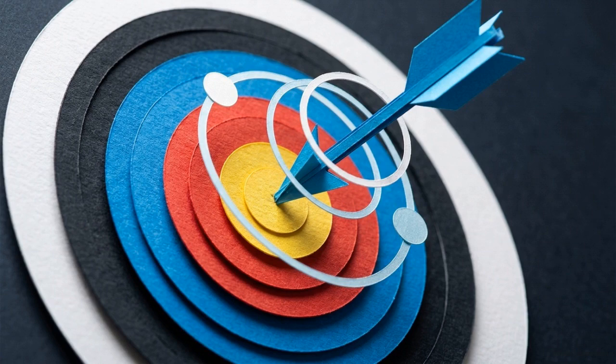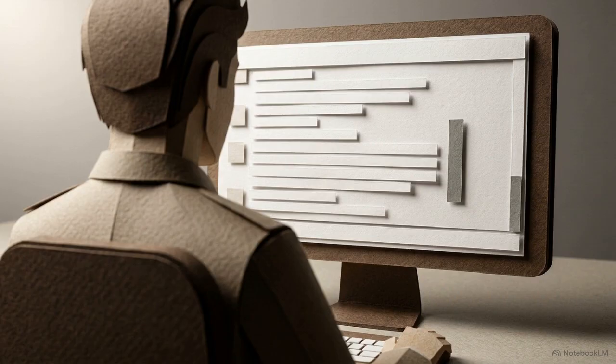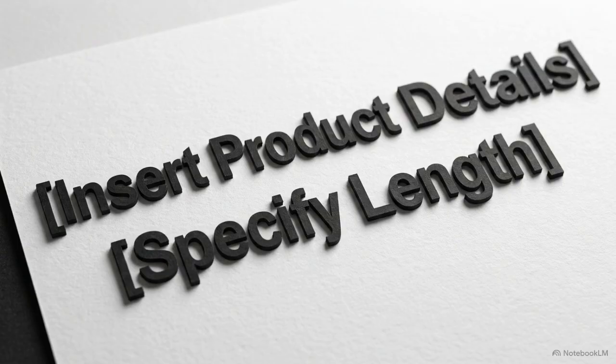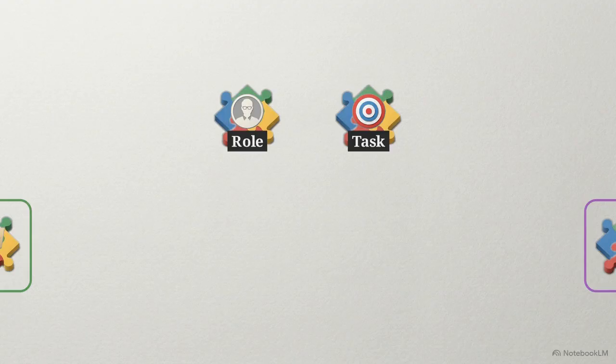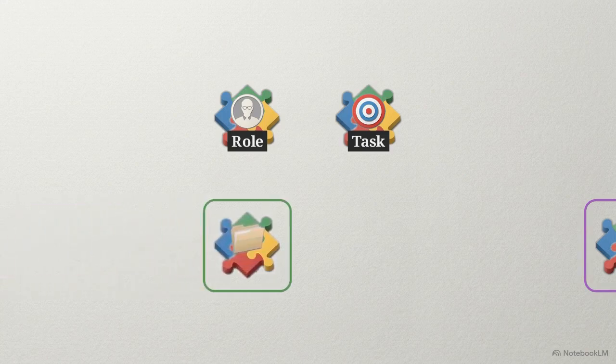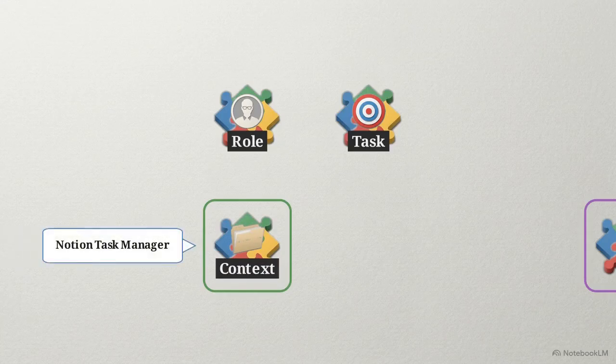Even with a role and a task, the software still has to guess what you are selling or how long the text should be. That is why we provide context. This grounds the software in the specific background details of your project. We include the background. This is for a Notion template for task management.